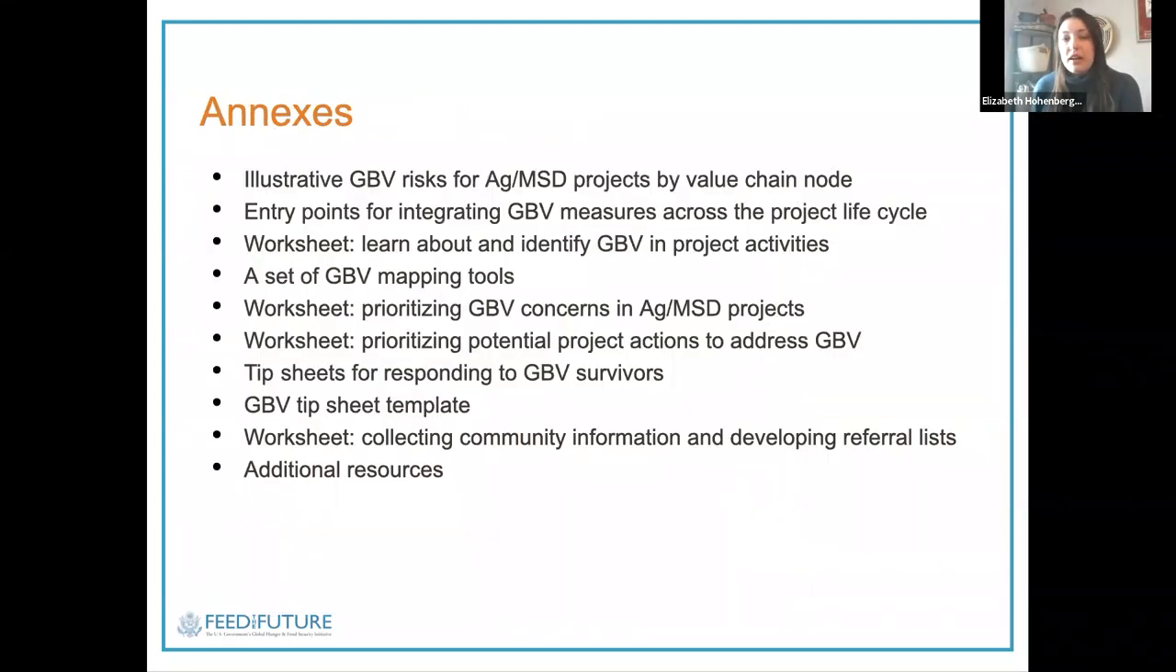And I also want to spotlight our annexes, which include the following list of resources and worksheets. We've created individual Word versions of these worksheets that you can download and either adapt to your project's context or so that it's easier to complete them. You can find these worksheets on our toolkit resources page, which our producers will link again in the chat.